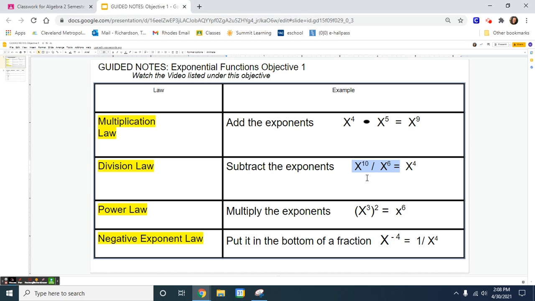The division law talks about what if you are dividing exponents. So x to the 10th divided by x to the 6th, you actually subtract your exponents. If you did 10 minus 6, it'd be 4. Your final answer is x to the 4th.